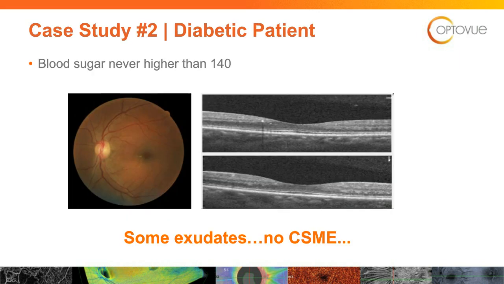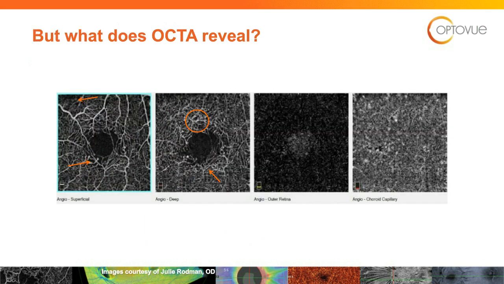Another case, diabetic patient, again, blood sugar never been overly high. The B scans look good. There's some exudates, no edema. And again, you take a look, and we've got some microaneurysms identified. We've got some capillary dropout identified. And remember, we're looking at the 2 scans on the left. The 2 scans on the left are the key.